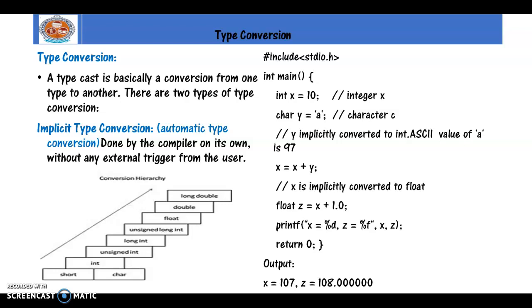What is a type conversion? Suppose let us take some variables like int a or int b. I want to convert this integer variable to some floating point variable. Where do I need this? Suppose I'm performing a division operation on two integer values. Fine, I'm dividing 5 by 2.